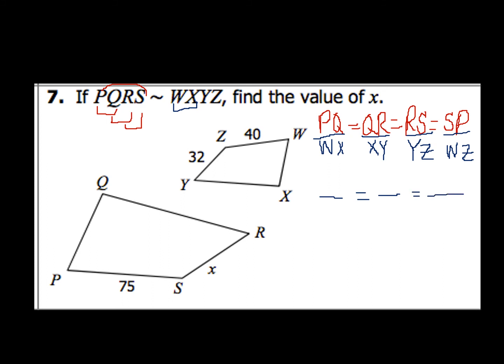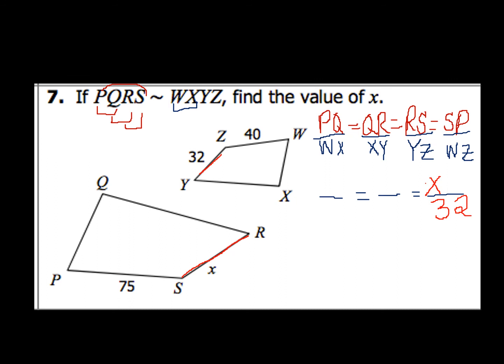And let's figure out, here's X here, and X is represented by S to R. So where is S to R? It's right here. So I'm going to put an X right here. It's on the top. And S to R goes with Y to Z. So let's find out what Y to Z is. Okay, so here's Y to Z. It's 32. So I have X over 32.